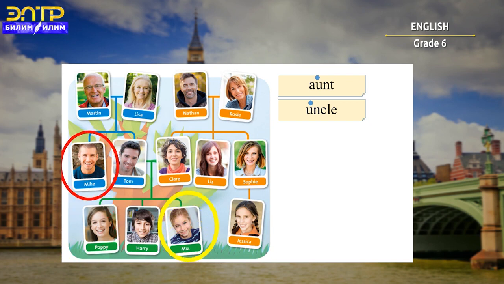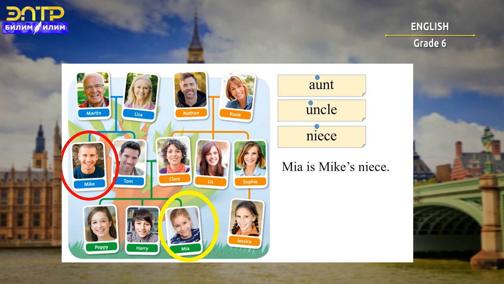And who is Mia for Mike? Mike is Mia's uncle and Mia is Mike's niece. Very good. So repeat after me, please. Niece. Niece.